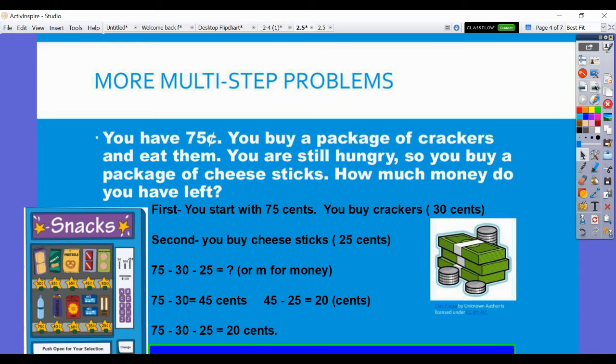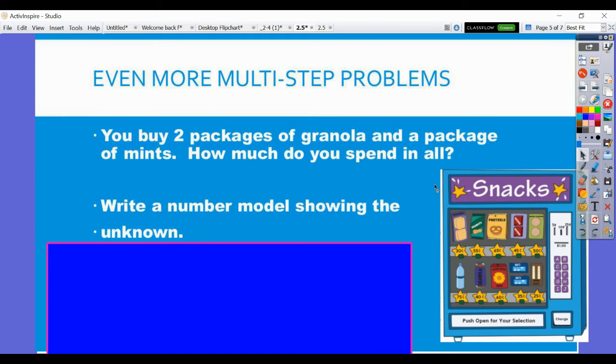But just in case you're not sure, or you're still feeling a little lost, let's try another problem. This problem is also on your Google slideshow. You buy 2 packages of granola and a package of mints. How much do you spend in all? Write a number model showing the unknown.